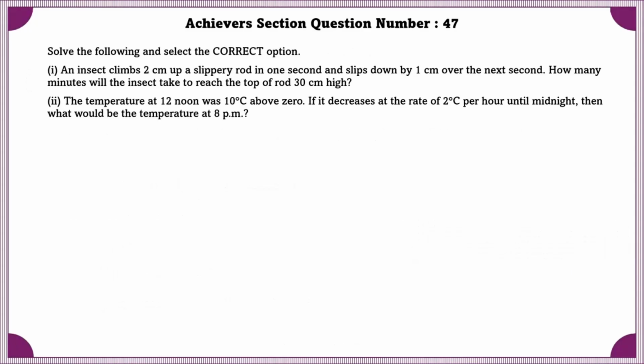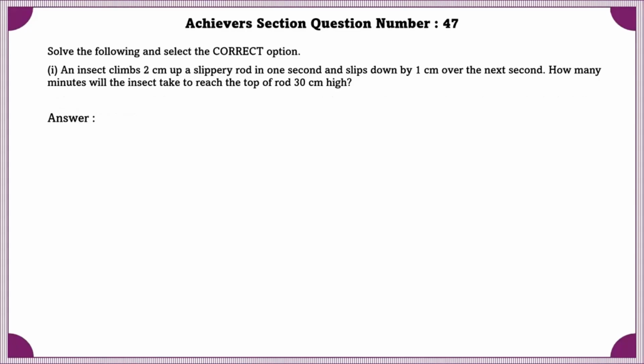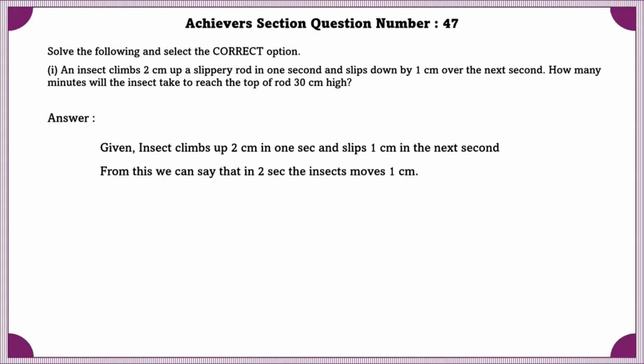Achiever section question number 47. Solve the following and select the correct option. First one. An insect climbs 2 cm up a slippery rod in 1 second and slips down by 1 cm over the next second. How many seconds will the insect take to reach the top of a rod 30 centimeters high? Given, the insect climbs 2 centimeters in 1 second and slips 1 centimeter in the next second.